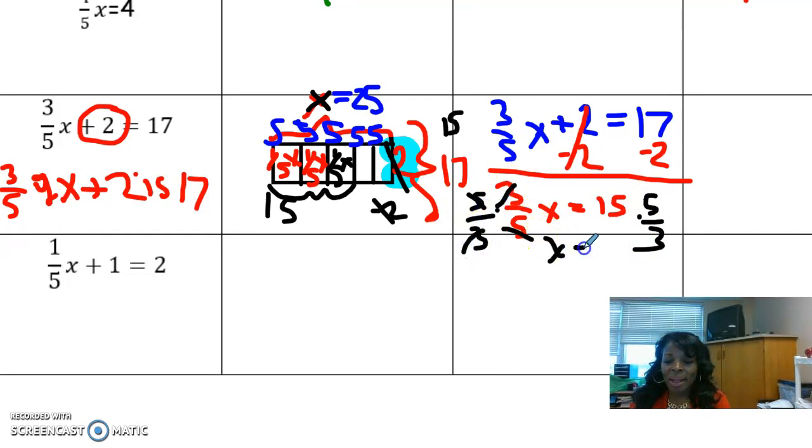And then look what we have here. 15/1. And then we have a 3 that can divide into the 15 to reduce it. And 5 times 5 is 25. So let's move that down. And I'm thinking on your paper you have more room. X is 5 times 5. So x is 25. And I think when we do this in class, I'm going to have you do it on a sheet of paper.